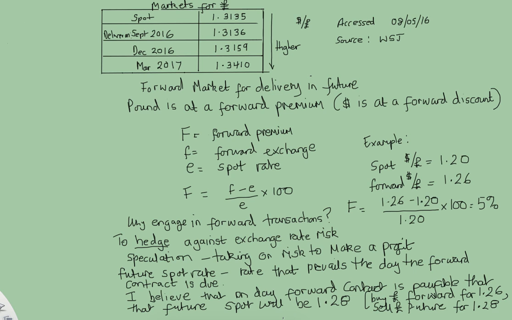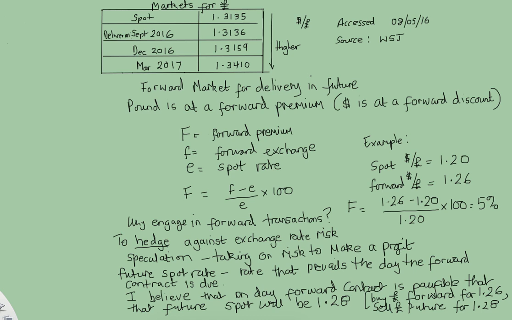If a different speculator had a belief that the pound was not going to be 1.26, was actually going to be 1.23 or 1.24, then that speculator would enter into a contract to sell the pound forward, planning to lock in a price of 1.26. Then on the day when they have to provide the pounds to the person they've sold the pounds to, they go into the spot market and pay, say, 1.23 or 1.24, and then they can immediately turn around and fulfill the forward contract and make a couple of cents on the pound that way.